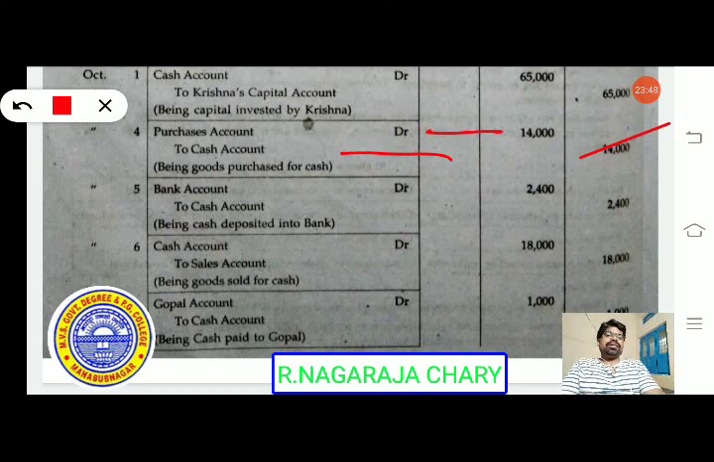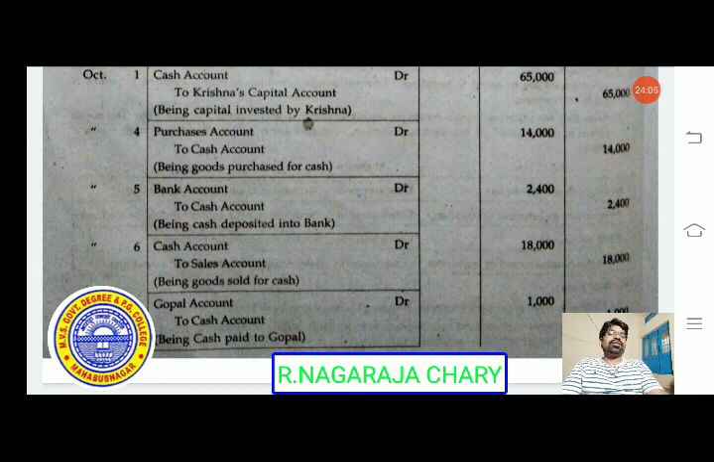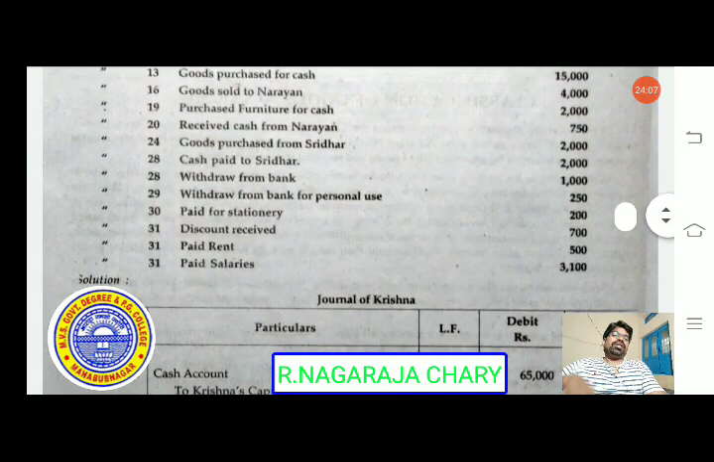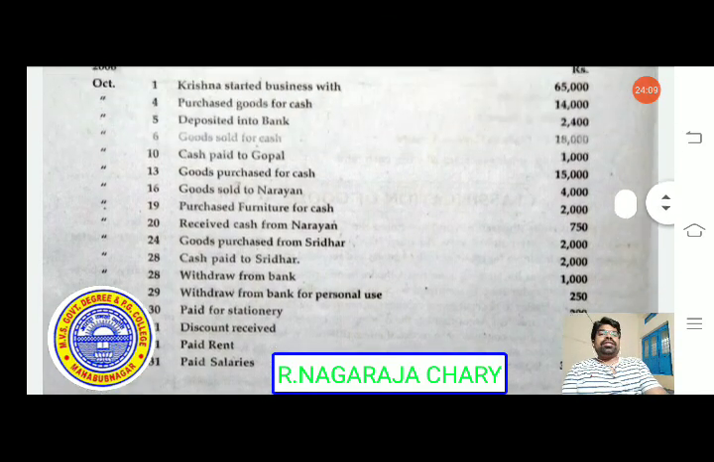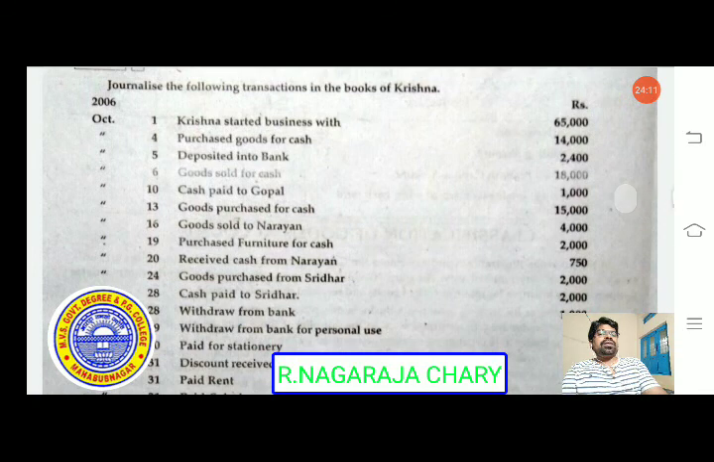For that, the small description is being goods purchased for cash. So, on the 4th date the transaction is done like this: goods purchased worth 14,000 rupees. For this transaction we recorded the journal entry. So, like this, right.